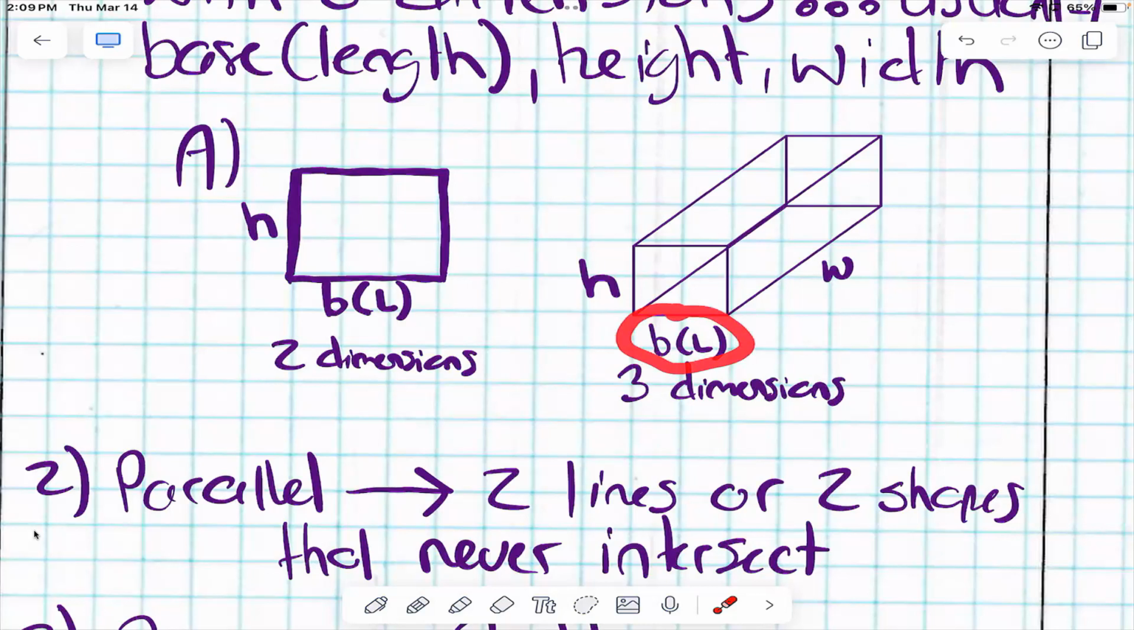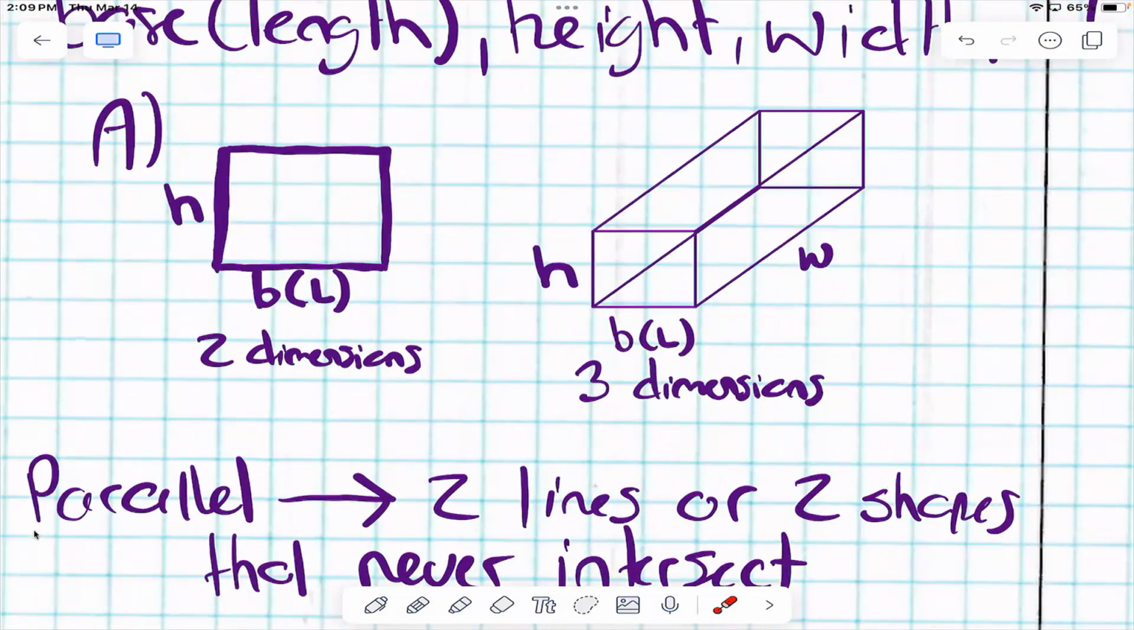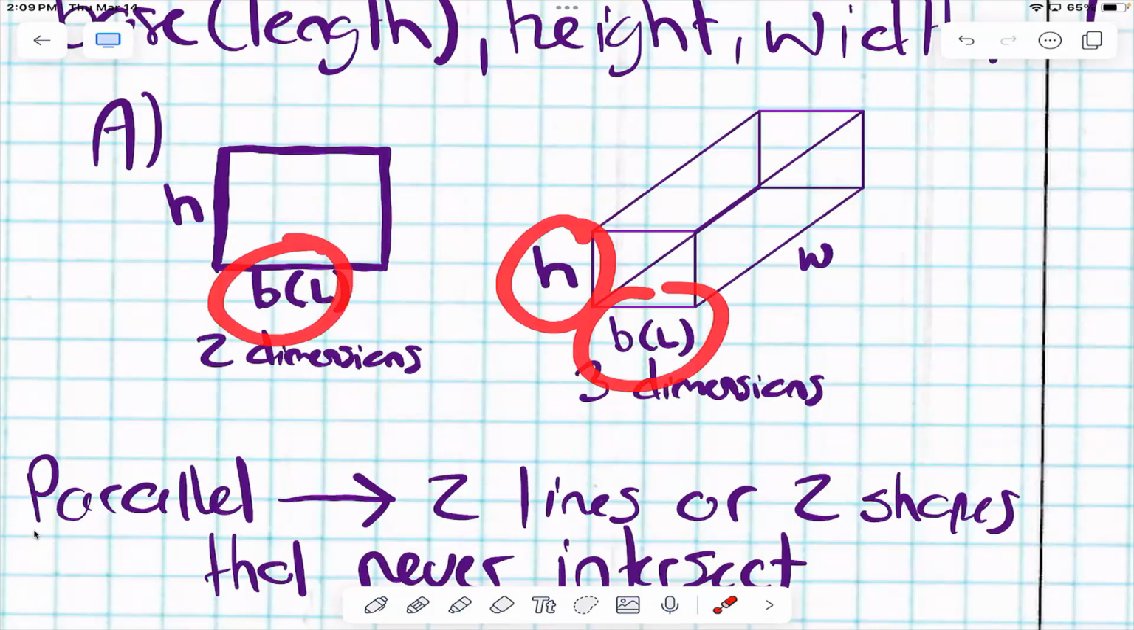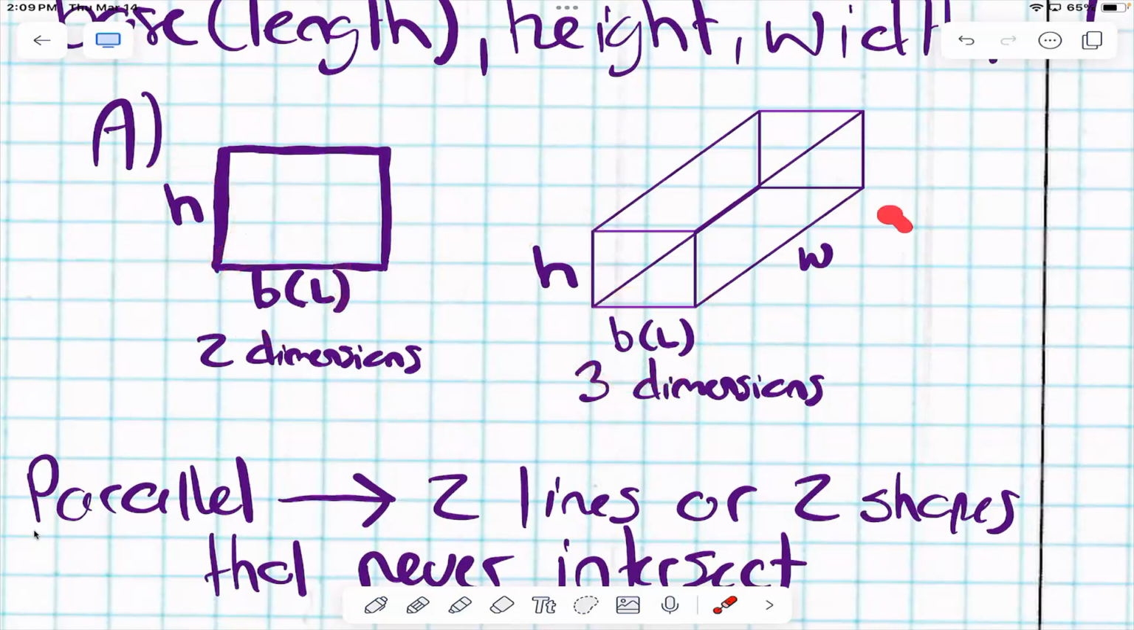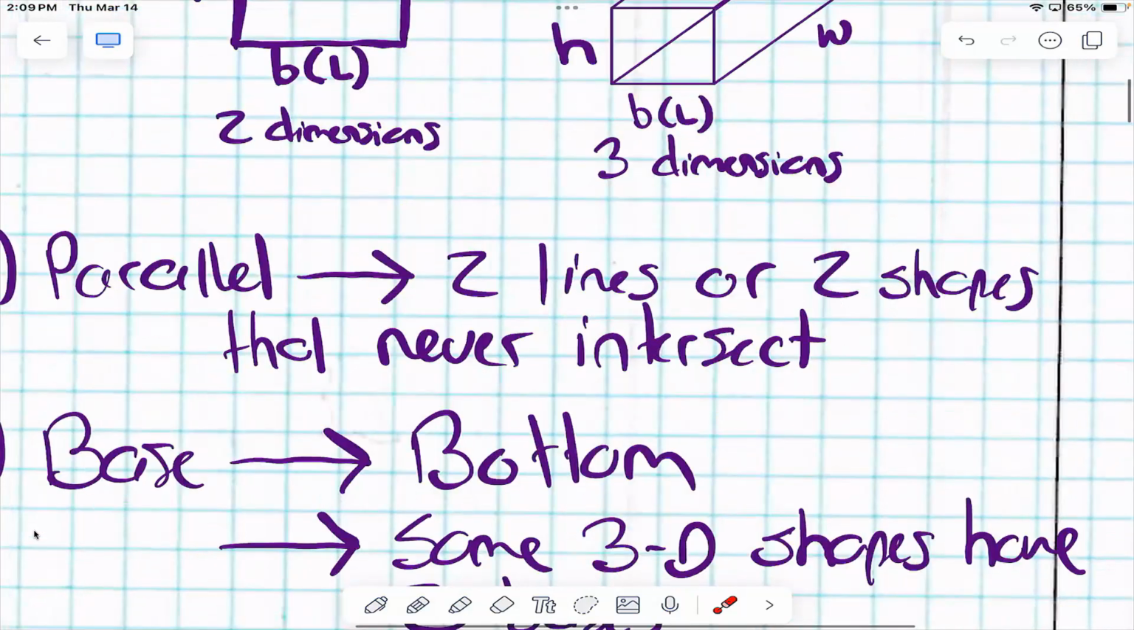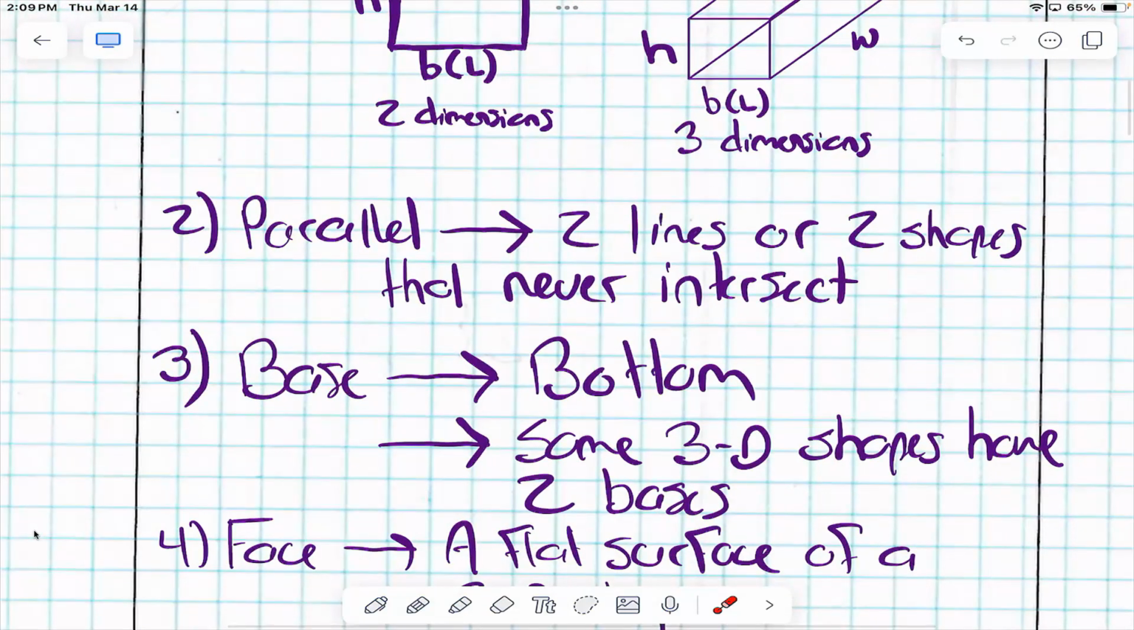Base, which we can also call the length, so let's just call it by one or the other. So let's call it the base, okay? Then we have the height. And then what's the third? Width. So notice that the base and the height are going to be the exact same, yes? The difference is adding the width in. We good?